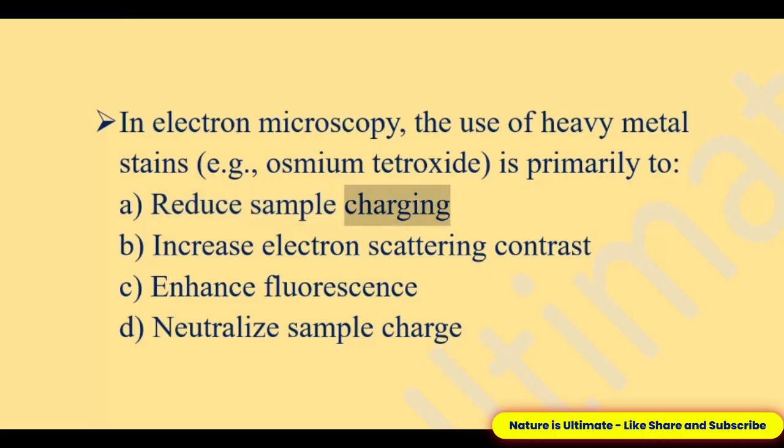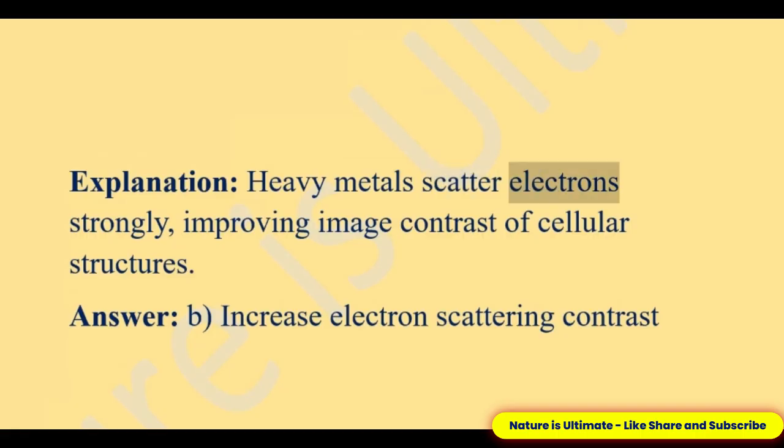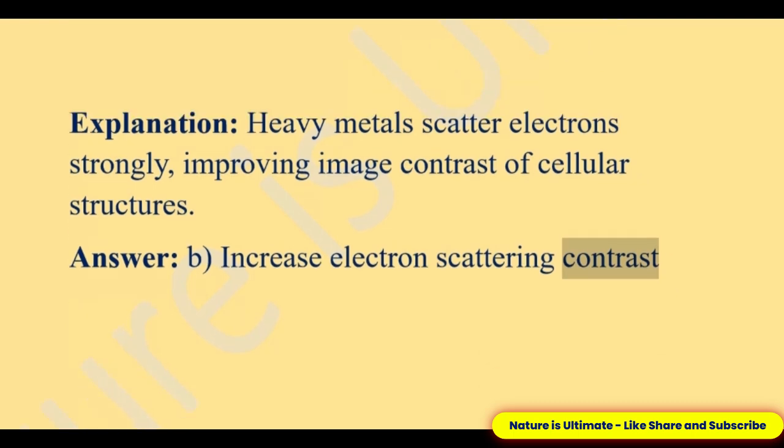In electron microscopy, the use of heavy metal stains, for example osmium tetroxide, is primarily to: A. Reduce sample charging. B. Increase electron scattering contrast. C. Enhance fluorescence. D. Neutralize sample charge. Explanation: Heavy metals scatter electrons strongly, improving image contrast of cellular structures. Answer: B. Increase electron scattering contrast.